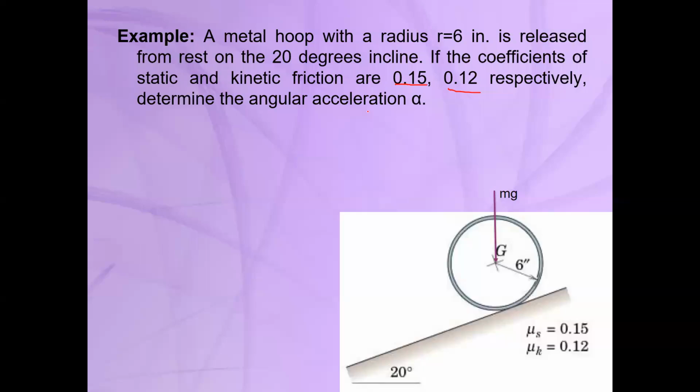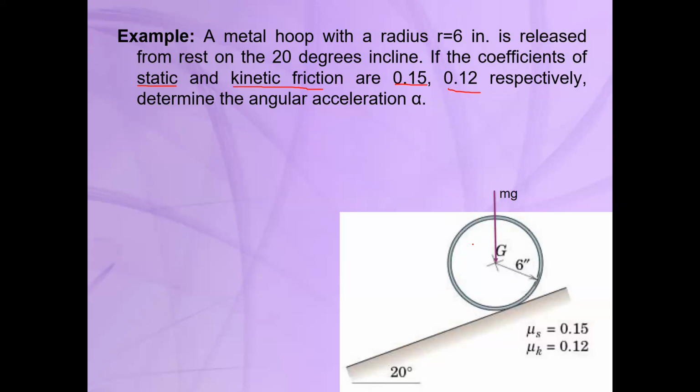Okay, so we continue with the example. Here we have a metal hoop with a radius of 6 inch, which is released from rest on a 20 degree incline. The coefficients of static and kinetic friction are 0.15 and 0.12 respectively. So the coefficient of static friction is 0.15 and the coefficient of kinetic friction is 0.12. Determine the angular acceleration alpha.